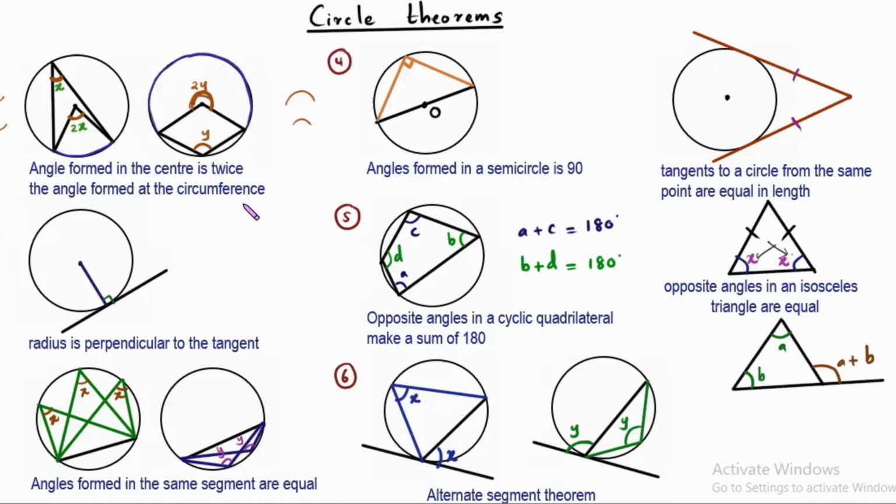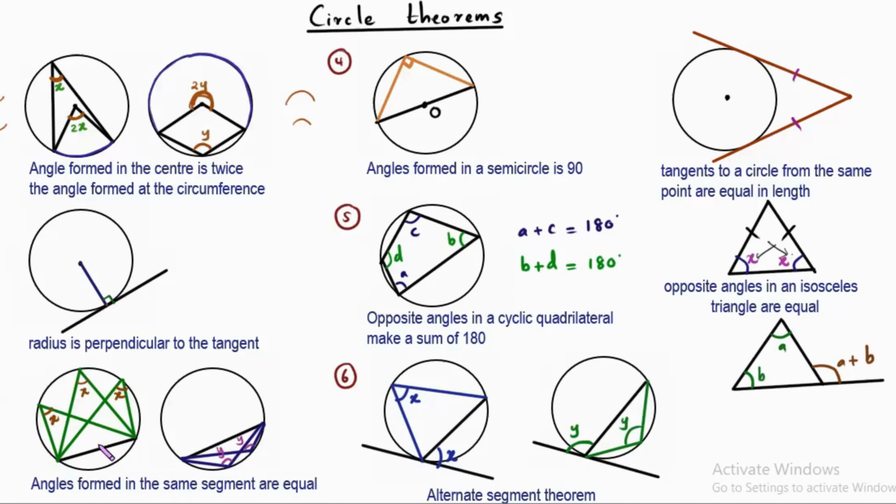And it's very important that we know what this geometrical reason is, because you will be expected to write the geometrical reason. The next one is the radius and the tangent. They are perpendicular when they meet at the point of contact. That is, when the radius and the tangent meet at a particular point here, they will be perpendicular. That means they will have a 90-degree angle in between.